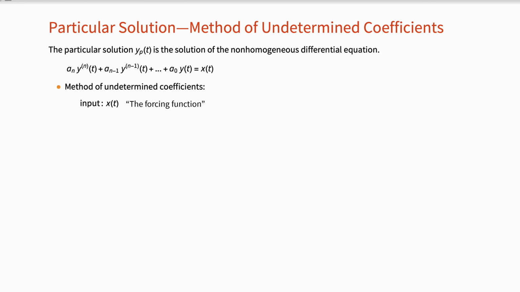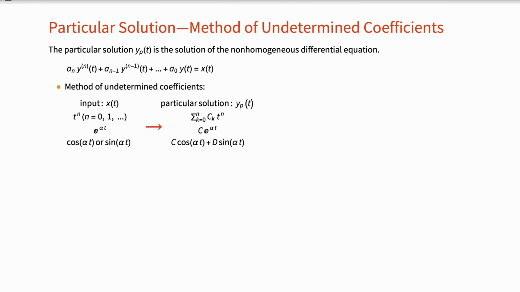The method of undetermined coefficients can be used if these forcing functions on the right-hand side are of the form polynomials, exponentials, or trigonometric functions. If we have one of these terms, then we write the particular solution y_p(t) in the same form with some undetermined coefficients.